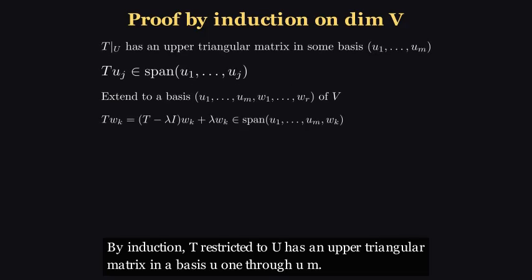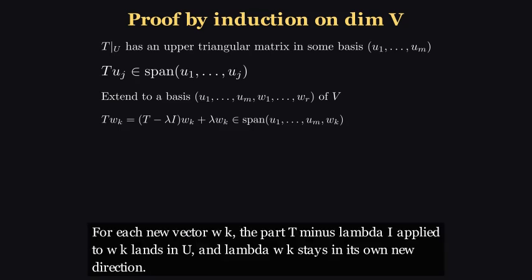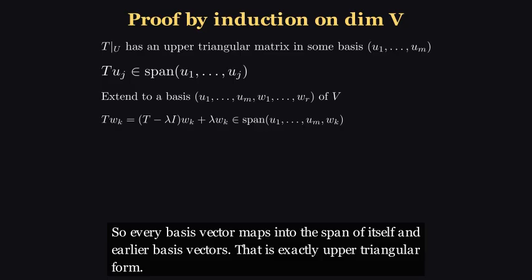By induction, T restricted to U has an upper triangular matrix in a basis u1 through um. Extend that basis of U to a basis of all of V by adding w1 through wr. For each new vector wk, the part T minus lambda I applied to wk lands in U. And lambda wk stays in its own new direction. So every basis vector maps into the span of itself and earlier basis vectors. That is exactly upper triangular form.